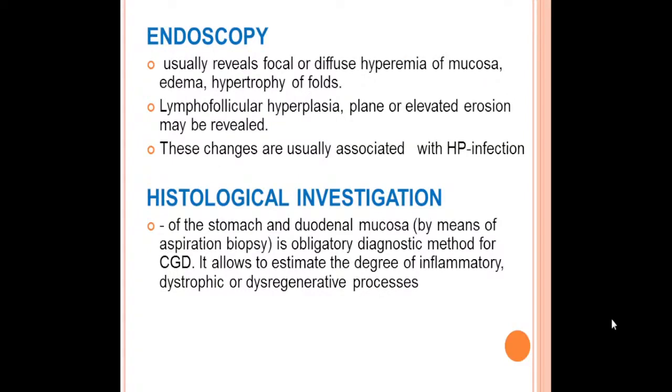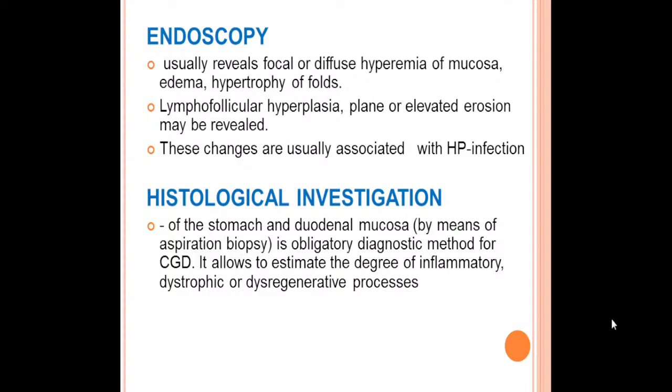Results of endoscopy may be as follows. It usually reveals focal or diffuse hyperemia of mucosa, edema of mucosa, hypertrophy of folds, follicular hyperplasia, and plain or elevated erosions. These changes are usually associated with Helicobacter pylori infection.